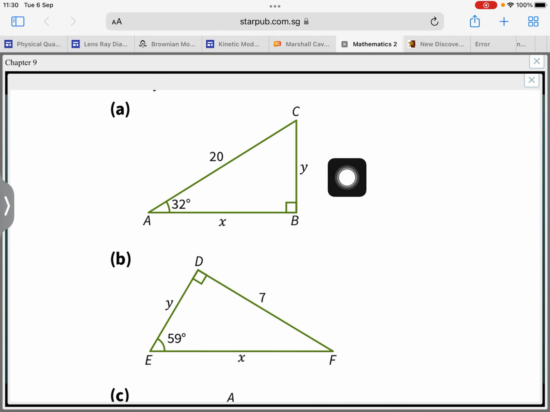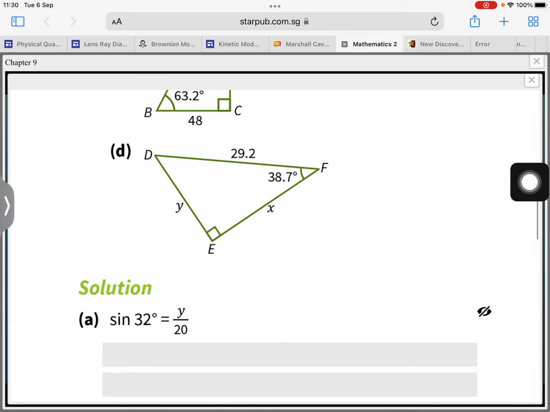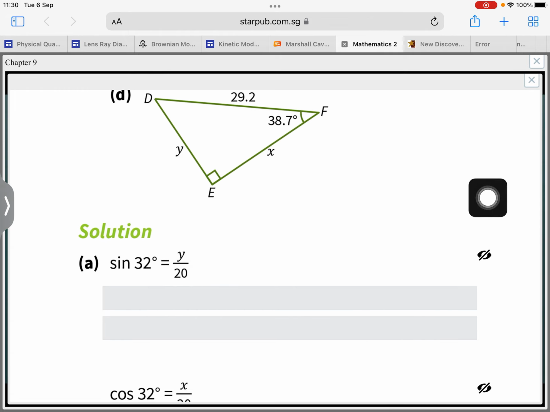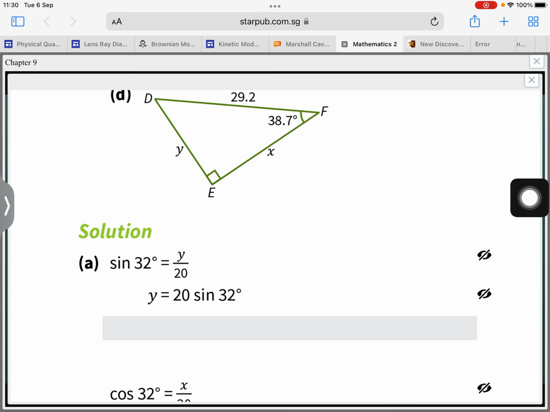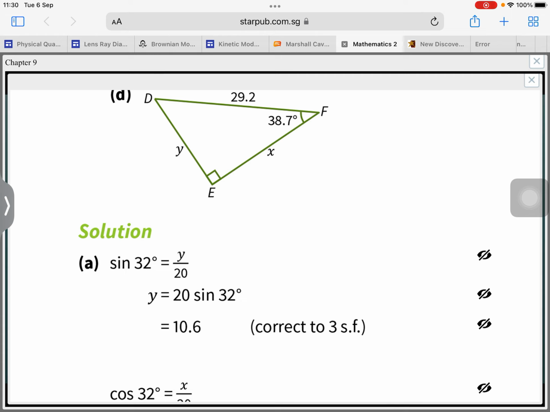So sine equals to opposite over hypotenuse. So sine 32 will be equals to opposite, which is BC, which is Y, over hypotenuse, which is AC, 20. So sine 32 equals to Y over 20. So that's what you have over here. Same thing, multiply both sides by 20. I get Y equals to 20 sine 32. Key into calculator, you should get 10.6.